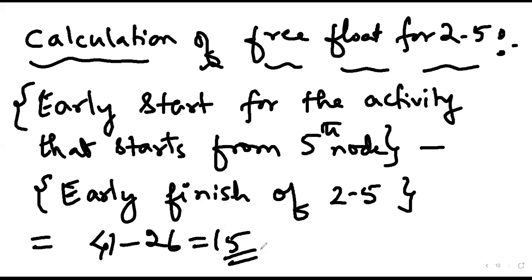That means if we assume that any of the activities that start from the 5th node starts at the earliest possible date, and if we assume that the activity 2-5 finishes as soon as possible, in that case the project manager will have a total delay of 15 days.